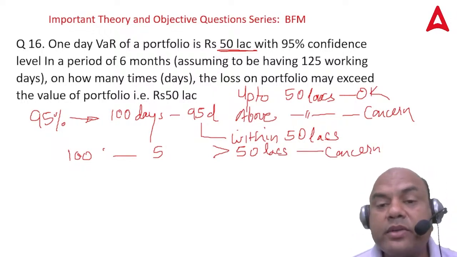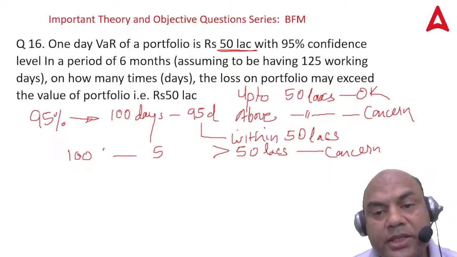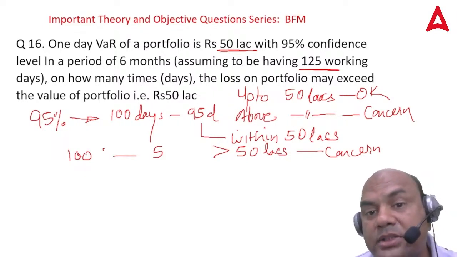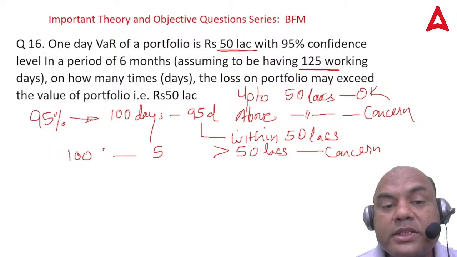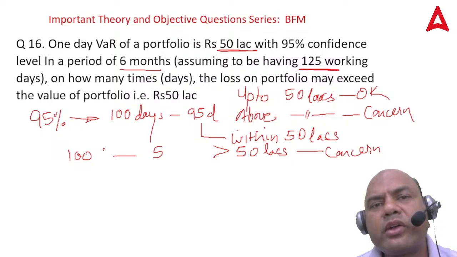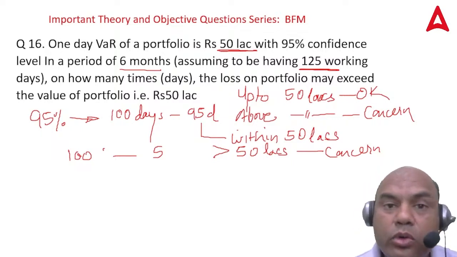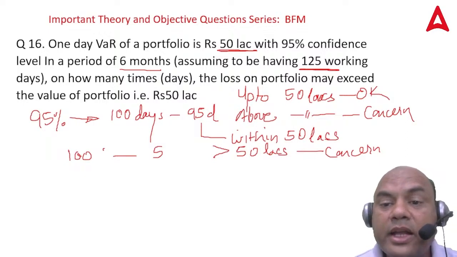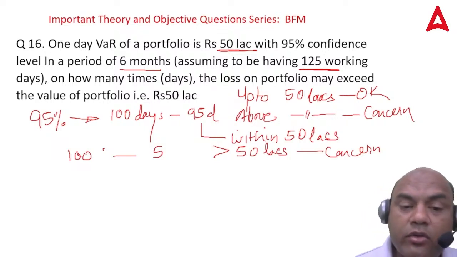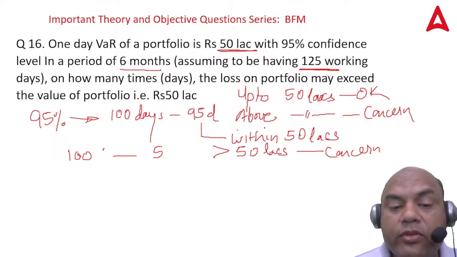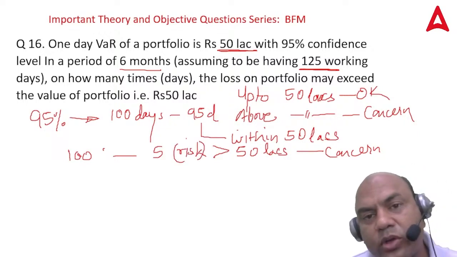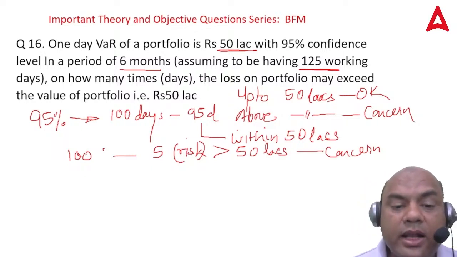So what is the number of days given over here? In a period of 6 months, assuming 125 working days. It's strictly mentioned 125 working days. So don't consider the 6 months. Otherwise what will you do? 6 months, sir, means 30 into 6, 180. But no, don't consider 180 days. It is given 125 days. So in 100 days, I am having 5 days as risk. Up to 50 lakhs is no risk.